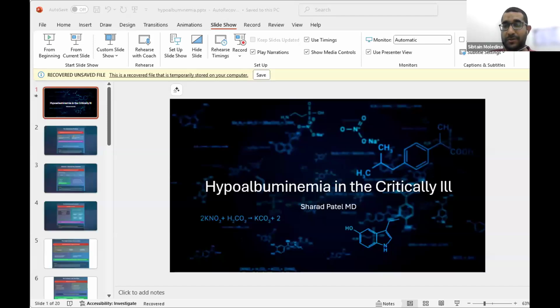This is number 18, and we have an interesting topic this time, hypoalbuminemia in the ICU. Interesting because we see it quite often. Sometimes we may not be too sure what to do about it. A lot of physiology involved in this concept.